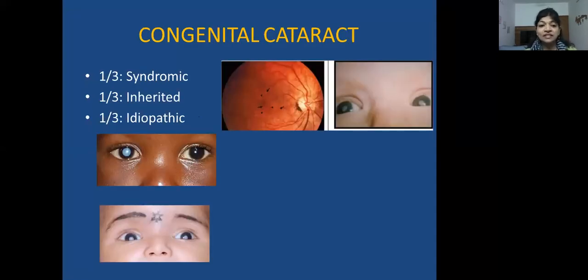The next condition is a congenital cataract. Now, congenital cataract, typically 1/3 of them would be inherited, 1/3 idiopathic, and 1/3 would be syndromic. So there's an equal distribution of all the three etiologies.